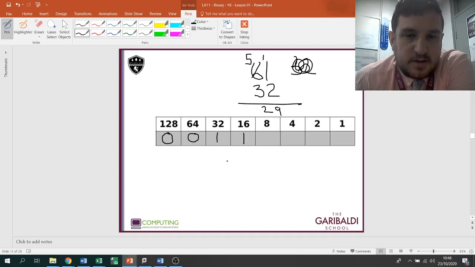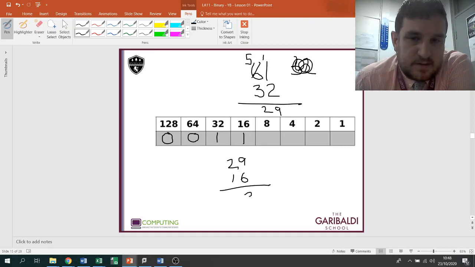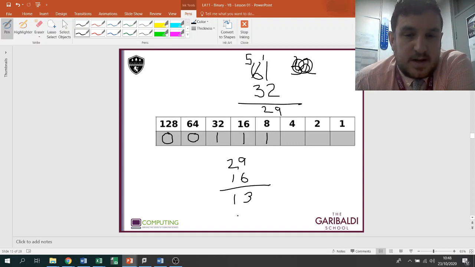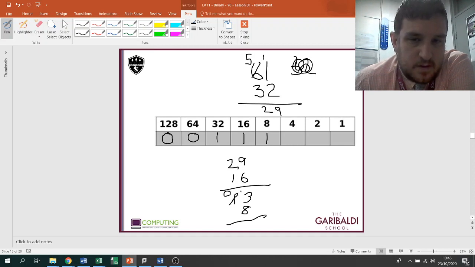Sorry for this being a bit messy. We do 29 take away 16. 9 take away 6 is 3, 2 take away 1 is 1, so we're left with 13. We go to our next number, which is 8. 13 does fit into 8 because 13 is bigger, so again we put a 1. 13 take away 8 is 5, so we're left with 5.